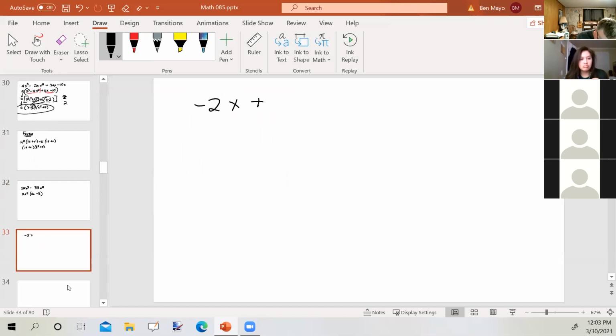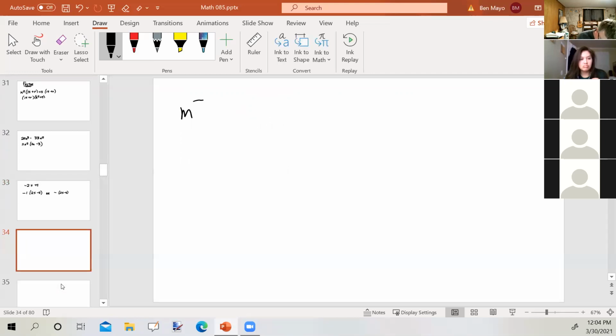Negative 2x plus 5. All we can really do here is factor out a negative 1. And again, we could write it that way, or we could write it like this, because there's that implied 1, whether you write it or not.